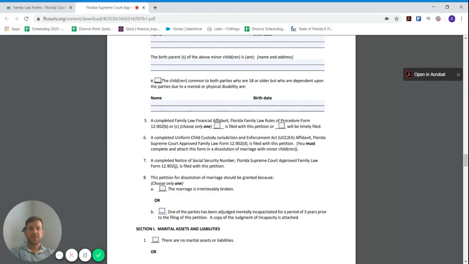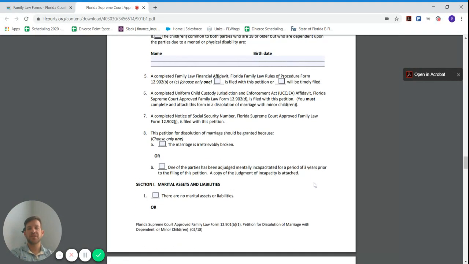Now, the Uniform Child Custody Jurisdiction and Enforcement Act must be completed up front. The reason that must be completed up front is that otherwise the court doesn't know that it has jurisdiction over the minor children. So you need to do that at the same time and file it at the same time you file your petition for dissolution of marriage. You also need to file your Social Security affidavit at the same time.